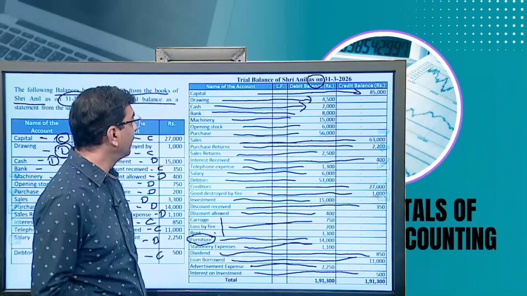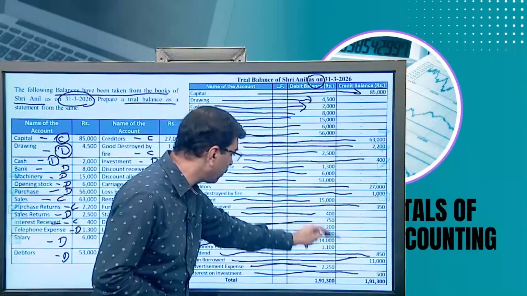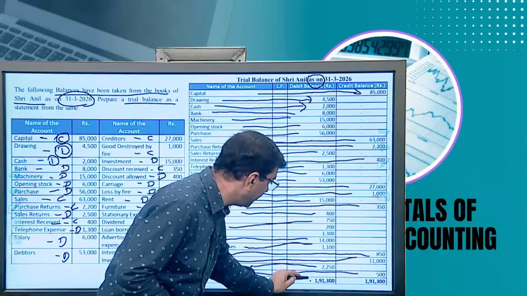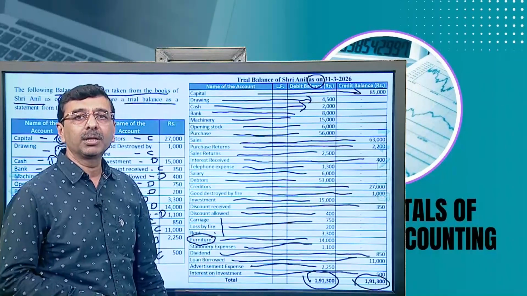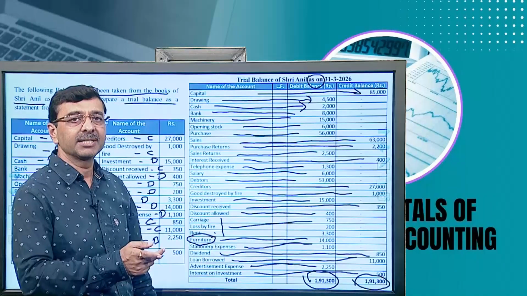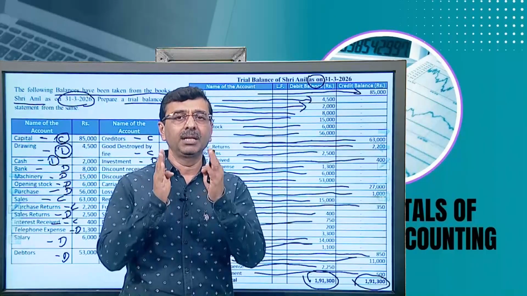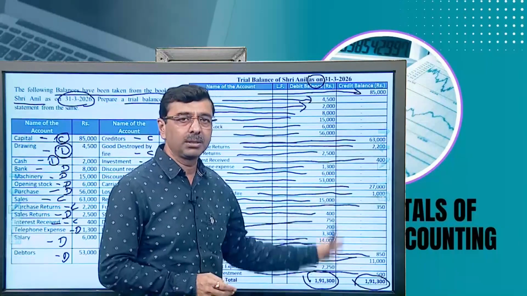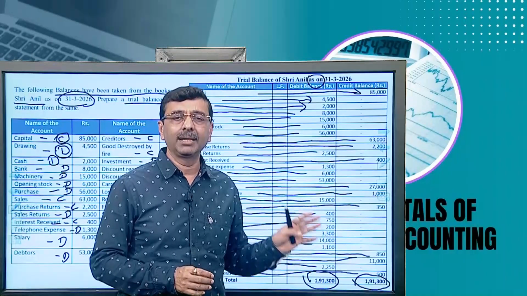Now the important part. After the balances are written in the format, we make a total of both sides and see that the total of both sides is equal. 1,91,300, it's debit and credit, they match. So as I told you in the initial part of the lecture, in case the totals match, most probably the trial balance is right and it is tallied.